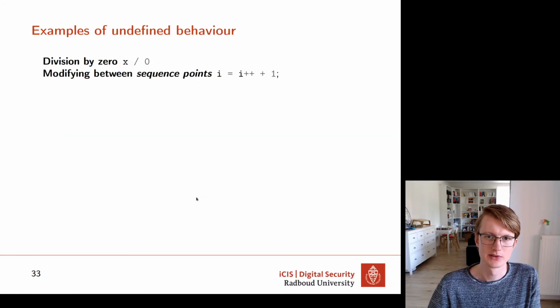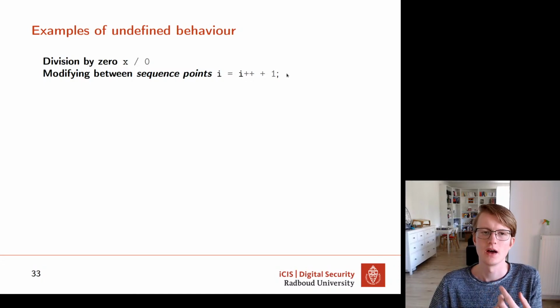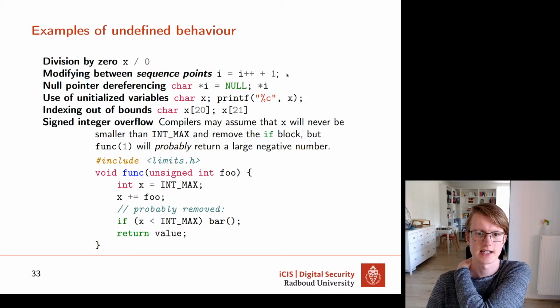So, examples: division by zero. This is a fun one, modifying between sequence points. I++ increments i, but it first returns the value. So in this line, it is very hard to say what you should set i to. Should you set it to i plus 1 plus 2, or should you set it to i plus 1 and store it, and then this plus plus happens? What is the order that makes sense there? Instead, that's just not allowed. Also null pointer dereferencing, using uninitialized variables, indexing out of bounds.